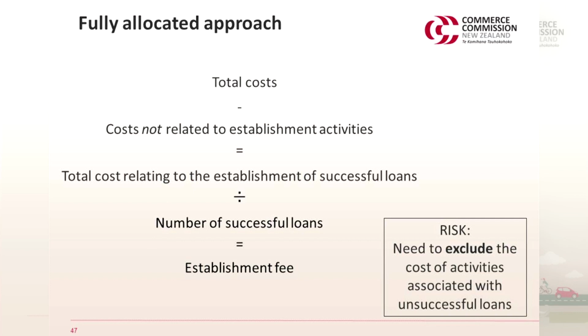Now, when you divide the total cost relating to the establishment of successful loans by the number of successful loans, we get the establishment fee. So that's working this way, I see it. We're going down the cost lines, and that can be a bit easier if you're a smaller business looking at your financials. You can just work through and work out whether a cost category is included, excluded, and scale it back as required.